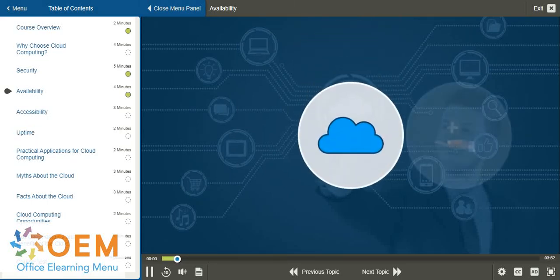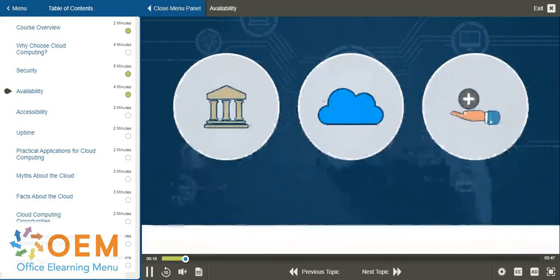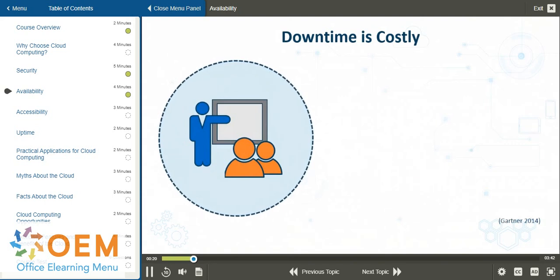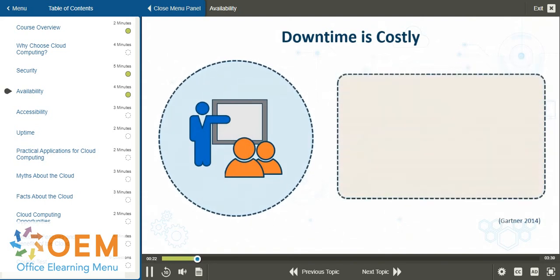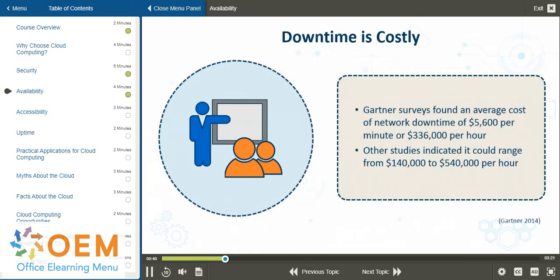I'll discuss the term availability as it pertains to data storage and cloud solutions. Downtime is costly, and while most companies understand that, it never hurts to back it up with numbers. In a 2014 study, Gartner surveys revealed that the average cost of network downtime was $5,600 per minute or $336,000 per hour. Studies performed by other companies indicated that the cost of downtime can range from $140,000 to $540,000 per hour. Now, whichever number you choose to believe, availability is a huge issue for modern organizations.